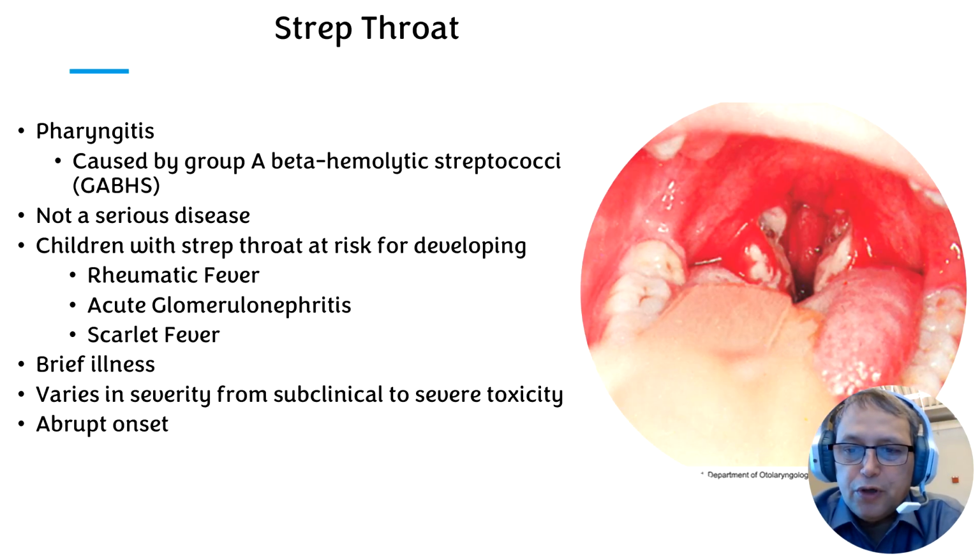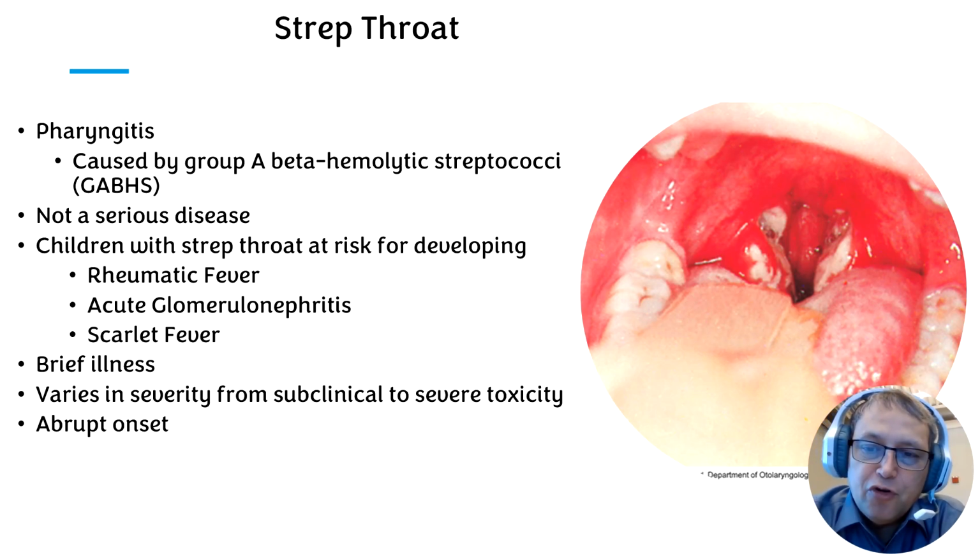Strep throat is caused by group A streptococci. It can lead to complications like rheumatic fever if untreated. Symptoms include fever, headache, abdominal pain, and inflamed tonsils with exudate. That's the white stuff you see in the back of the picture here. Diagnosis is by rapid antigen test, which may not always be the most accurate, and throat culture, which is generally the gold standard. Treatment is antibiotics.